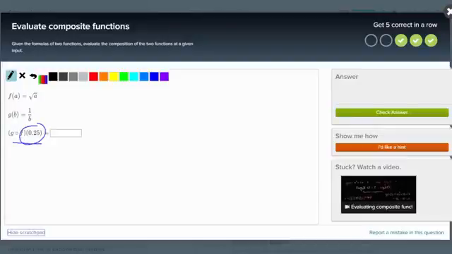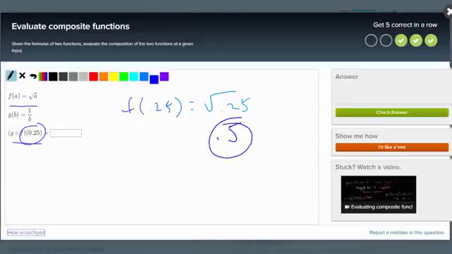So this says evaluate f of 0.25, which means put 0.25 into f of a. So I will get f of 0.25 equals the square root of 0.25. So I want to evaluate that. The square root of 0.25 is 0.5. So now I take this answer and I put it in for g.